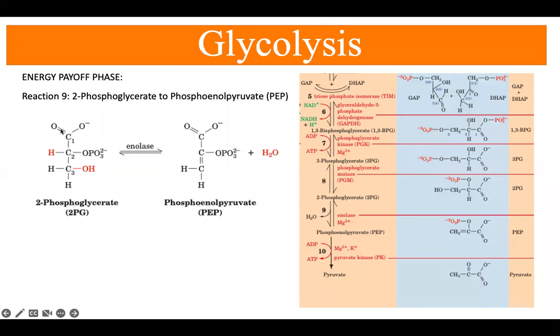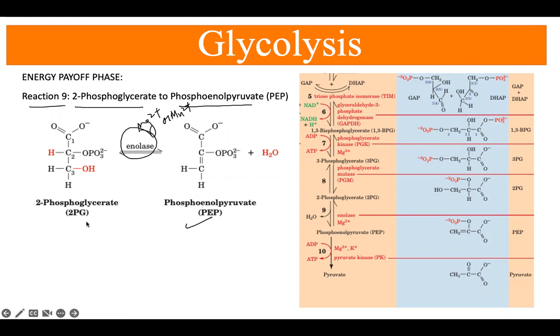Okay, moving on to the next reaction, reaction number 9. Here, 2-phosphoglycerate is converted to phosphoenol pyruvate. Now, this phosphoenol pyruvate is also a high energy compound, and this molecule is generated with the help of an enzyme called enolase, which also requires magnesium ion or manganese ion to work. So for the activity of enolase, these ions are important.